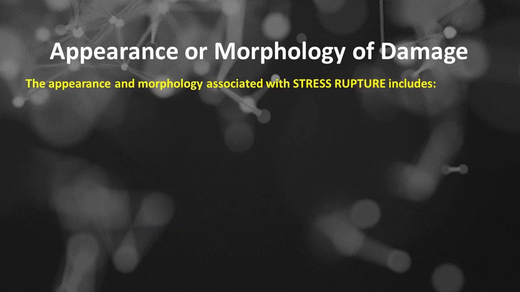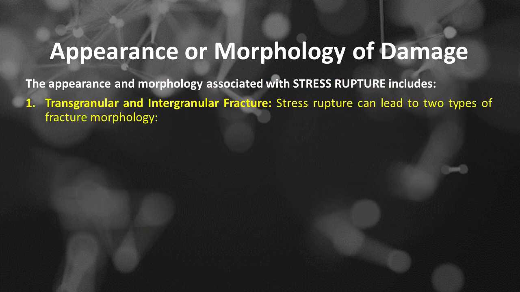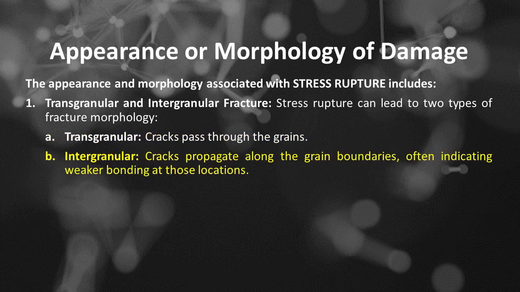The appearance and morphology associated with stress rupture includes: Number 1 is transgranular and intergranular fracture. Stress rupture can lead to two types of fracture morphology. The first is transgranular. Cracks pass through the grains. The second is intergranular. Cracks propagate along the grain boundaries, often indicating weaker bonding at those locations.